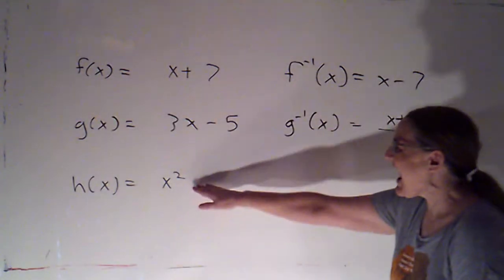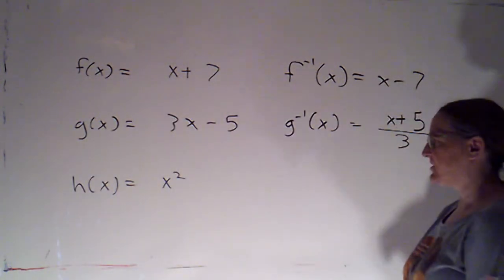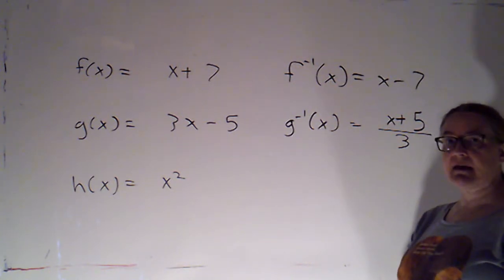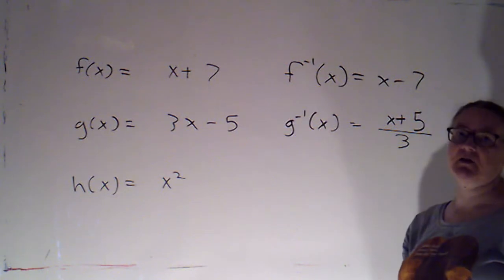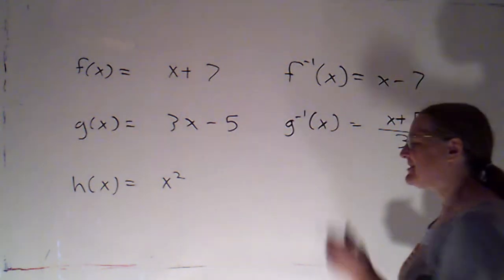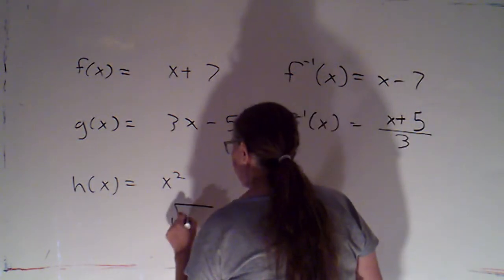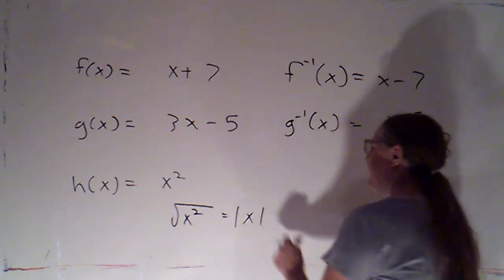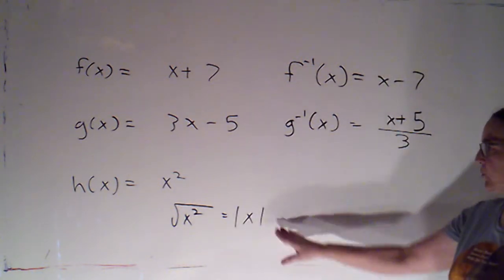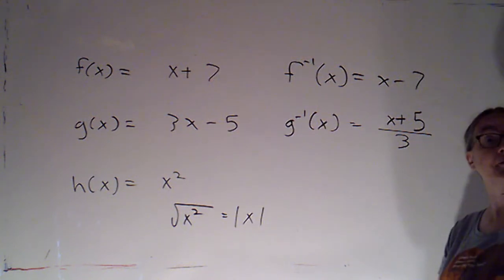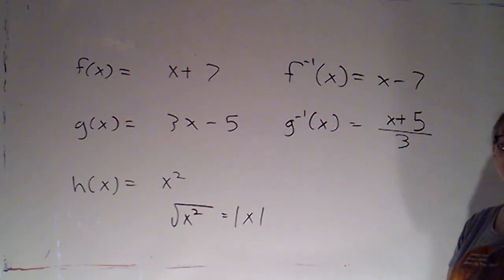Okay, h of x was x squared. Can I undo that? It's tempting to say, yeah, you can undo squaring by taking the square root. But you can't. Because remember, the square root of x squared is the absolute value of x if we're working in the real numbers here. I probably should have said, we're working in the real numbers here. So absolute value does make sense.